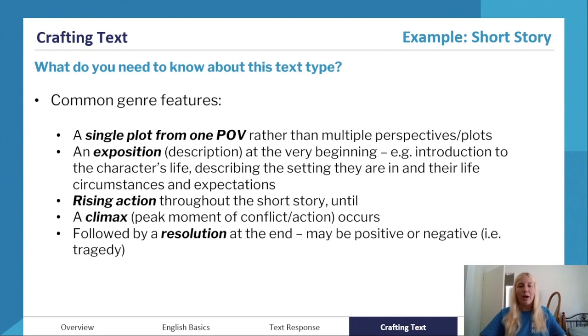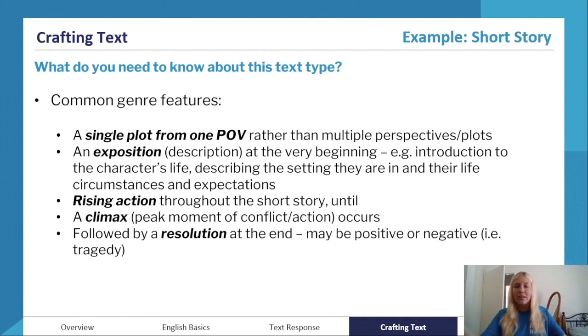Now, what else do you need to know about this text type? Commonly, short stories can be structured in a specific way. We commonly see a single plot from one person's point of view rather than seeing multiple perspectives or plots. And the plot typically follows with an exposition, a description that starts off the short story. Then has rising action in some way. It tries to slowly build and accumulate tension to make it more interesting.